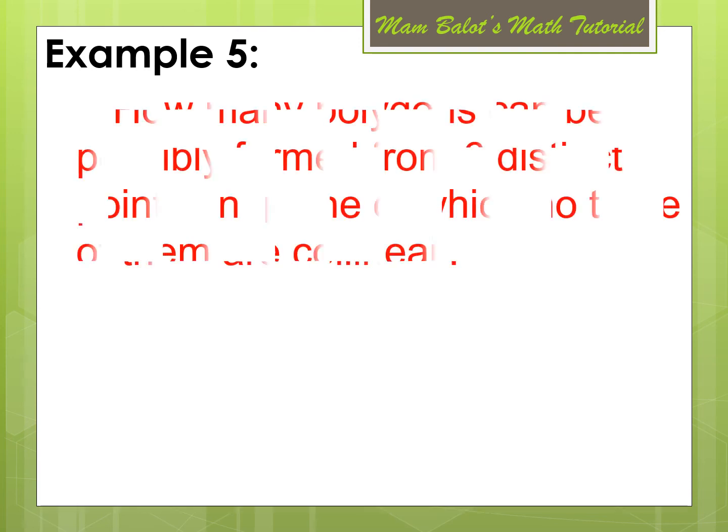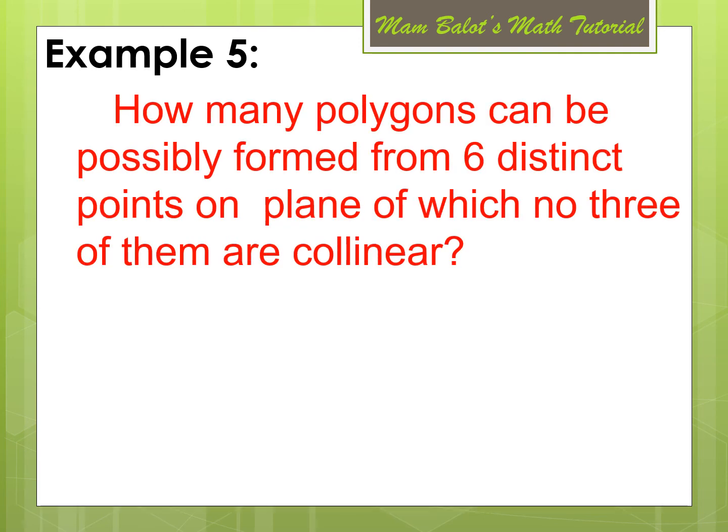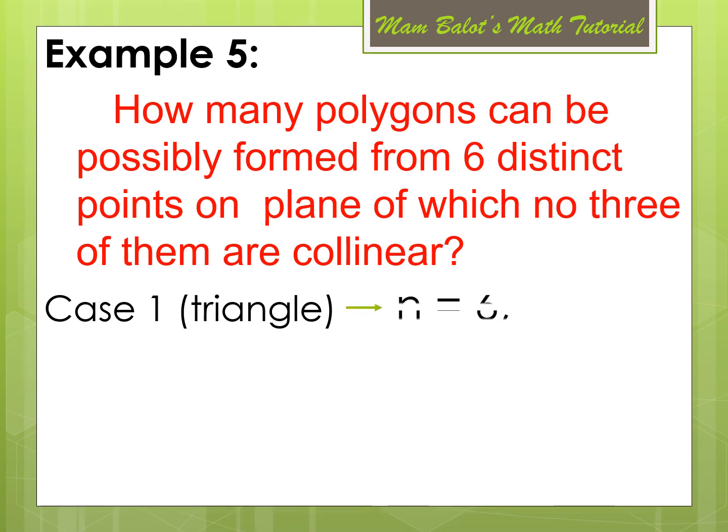Example number 5. How many polygons can be possibly formed from 6 distinct points on a plane, of which no 3 of them are collinear? So in this situation, we will be having different cases since we are talking of different kinds of polygons. So we have case 1, if we will be focusing on the triangle, so therefore, if we have n which is 6, since we have 6 distinct points, then to form a triangle, we need only 3 points. That is why our r is equal to 3.